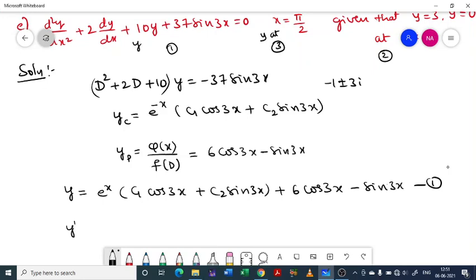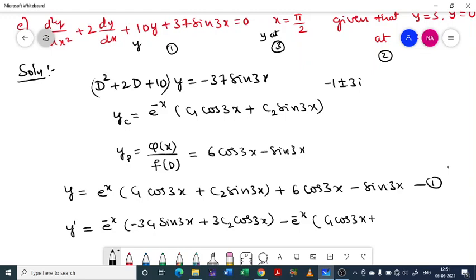Now y dash will be, you can check that, e power minus x into minus 3c1 sin 3x plus 3c2 cos 3x, minus e power minus x times c1 cos 3x plus c2 sin 3x, minus 18 sin 3x minus 3 cos 3x.